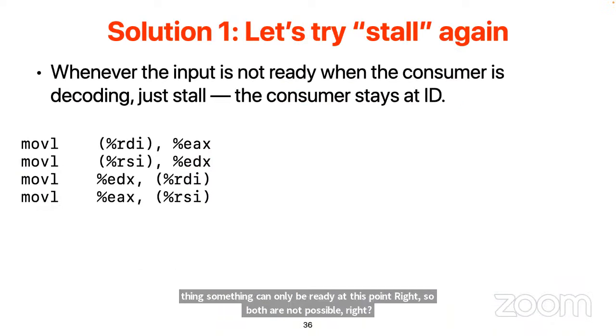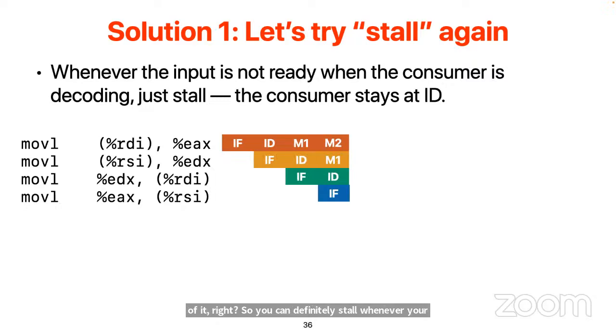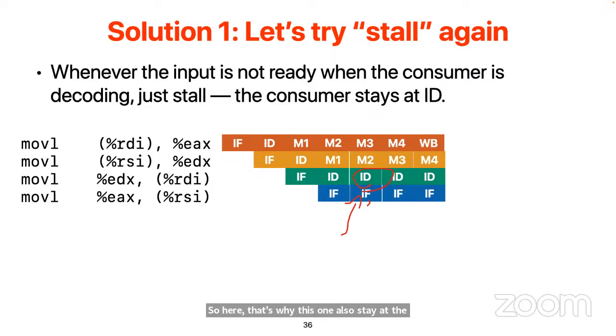Okay, so again, we said stall is the universal solution, right? So you can definitely stall whenever your data is not ready. So when we first meet the trouble of data hazard here, what we end up doing is that for the third instruction, we just stall. By stall, it means that we just stay at the same stage, right? And because this instruction is blocking at the instruction decode stage, the next instruction cannot advance. So here, that's why this one also stays at instruction fetch. And we keep stalling until the first instruction finishes its write back, because that's the only time that we are able to get the value of EAX from the register, right?